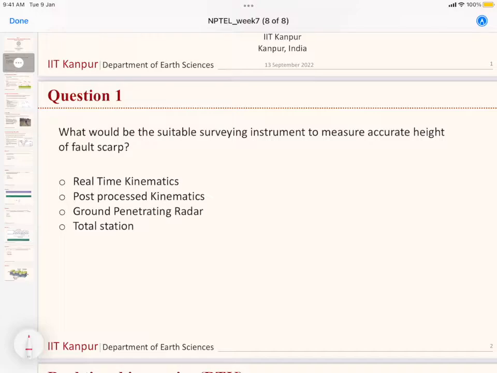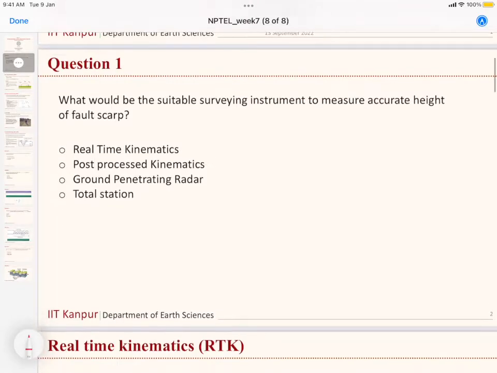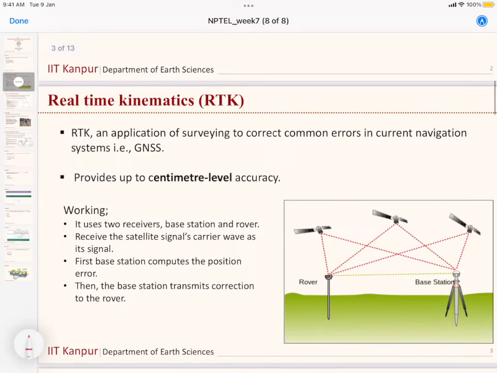So the options that we have for this particular question are real time kinematics, post processed kinematics, ground penetrating radar, and total station. Not all of these are geophysical methods. Out of these four, three are surveying methods and one is a geophysical method. And what these are and how they work, we'll see now. So let's first start with real time kinematics.